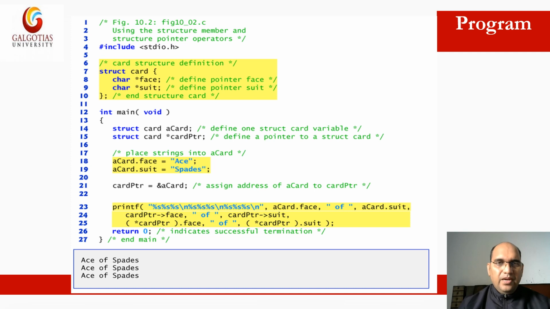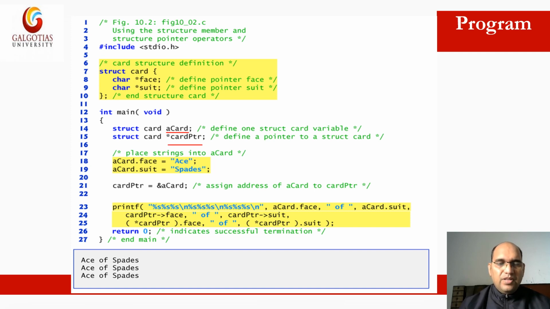So int main void. Now we have declared two variables, a card and card PTR, right? So a card is a normal structure card variable. This is the declaration of a card, right? And the second one is the card pointer. So card pointer is a special kind of variable which can store the address of a struct card type structure, right? So the first one is the normal variable and the second one is your pointer variable, right?